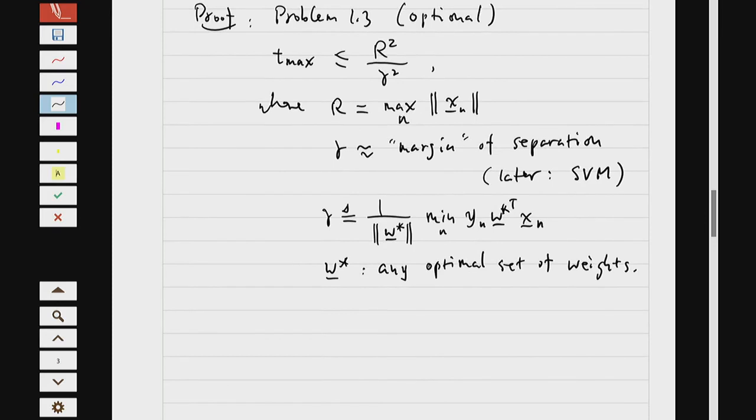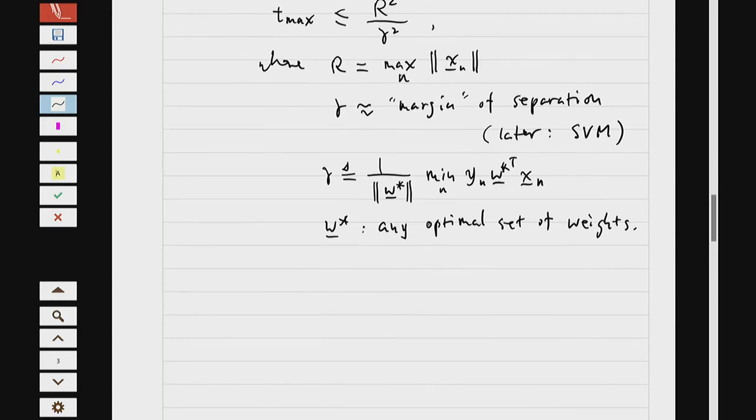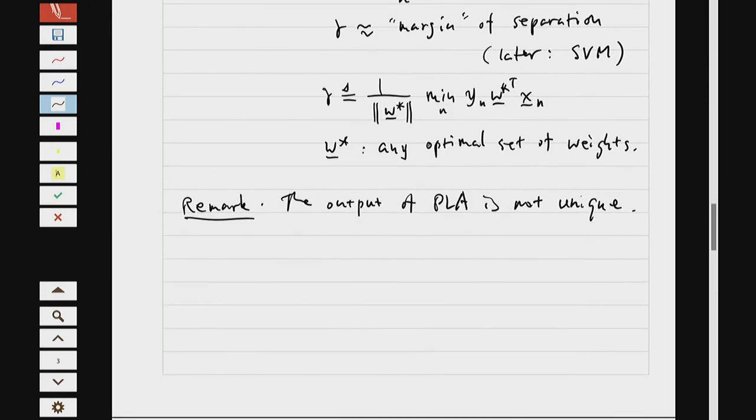Now, here I mentioned this is any optimal set of weights. Of course, by implication, that means we have multiple optimal solutions, which is true if you have two sets. Many lines you can draw. Let me just write this down as a remark. The output of the perceptron learning algorithm is not unique in general. In fact, there are infinitely many solutions. So let's say something that looks like this.